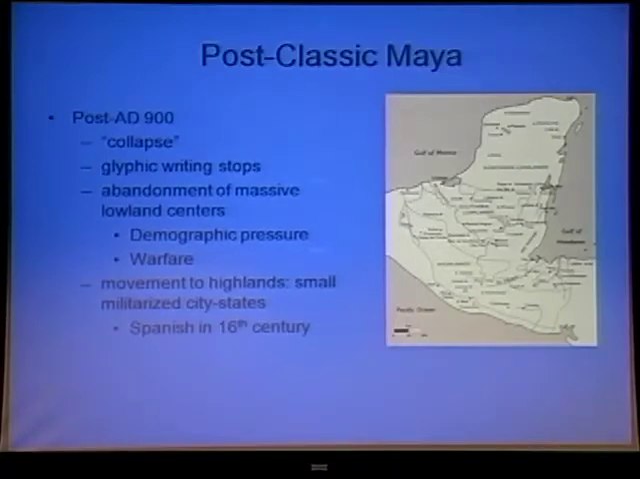Back again to the question about rulers and how you're born into that: marriages between members of different city-states were very important to form alliances between city-states and then to go to war against another city-state. But what this meant is that there was a move from these large centers in these flat areas to the highland regions where they could set up more defensive sites, so more militarized, smaller city-states is what the people moved to. And this is what the Spanish encountered when they arrived in the 16th century.